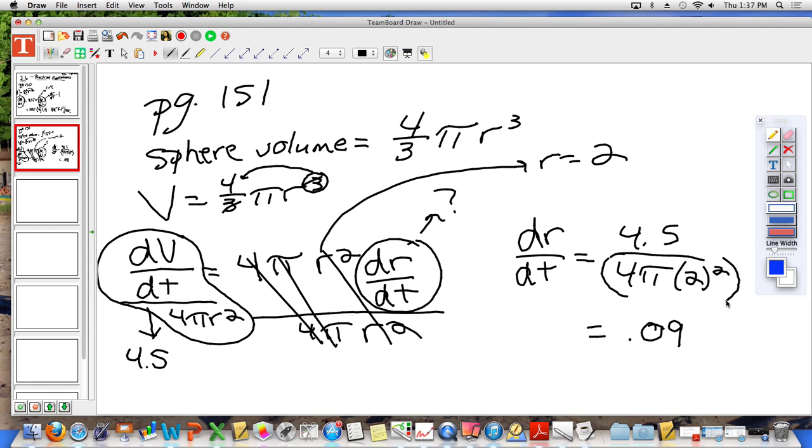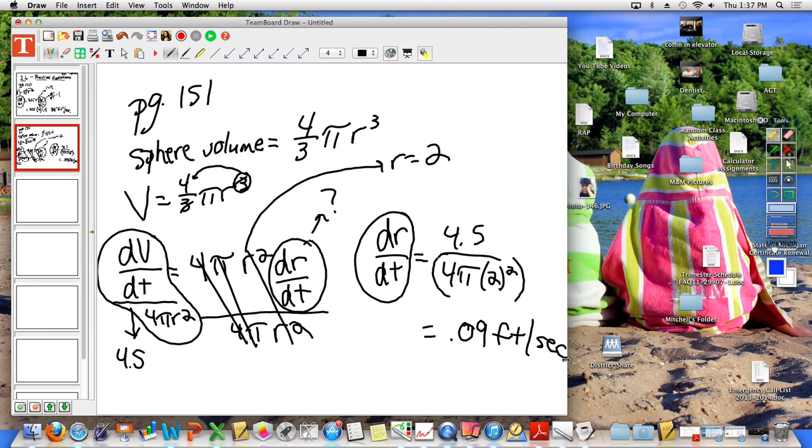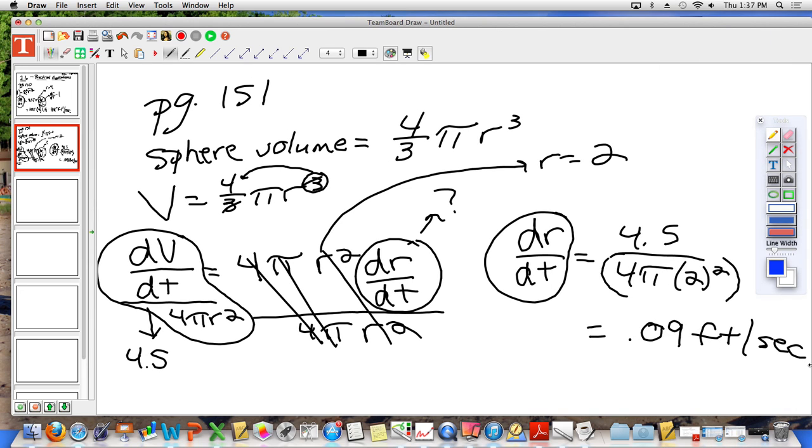All right, we were figuring out how quickly the radius was changing. Well, radius is just a straight length. It doesn't have area. It just has a length. So if we are talking about feet, it's not feet squared. It's not feet cubed. It's just going to be that it's changing at 0.09 feet per second. Oh my gosh, how did I do that? 0.09 feet per second.